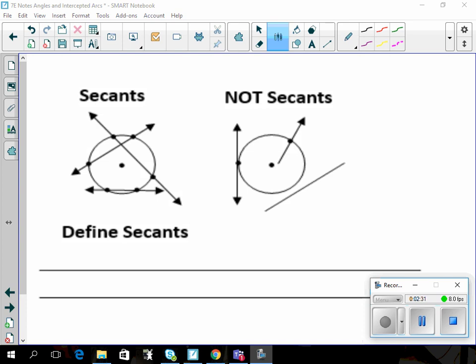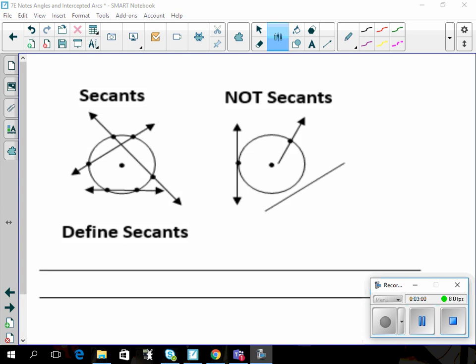Yes. Say that again. I love that. It's a line that crosses the circle in 2 places, yes. Who wants to add to that definition? Where is the line? What does the line do? Not only does it cross it in 2 places, but doesn't it cut through where? Cut through the middle of, not the middle necessarily, but the inside of the circle. Would you agree with that?